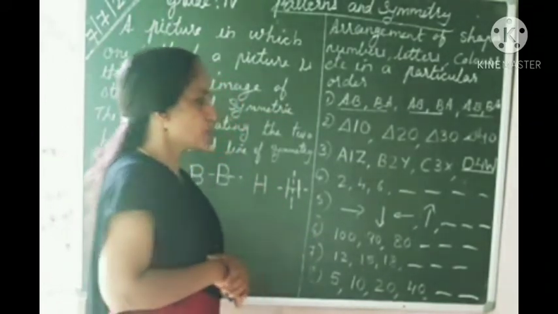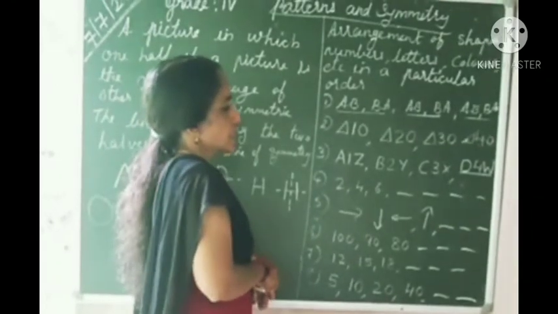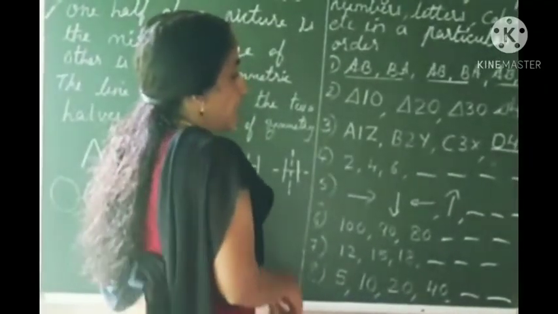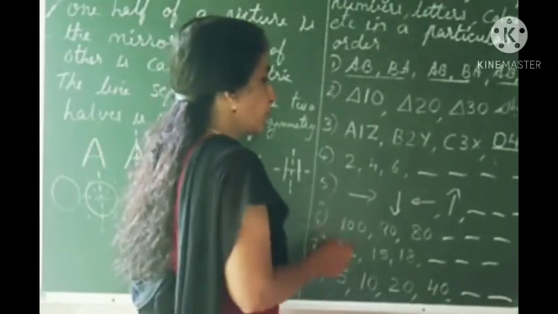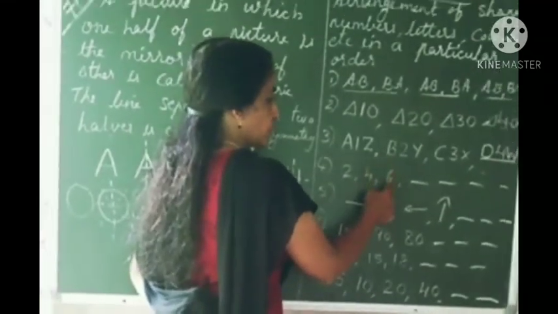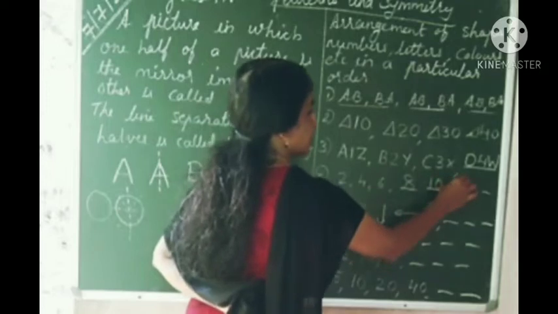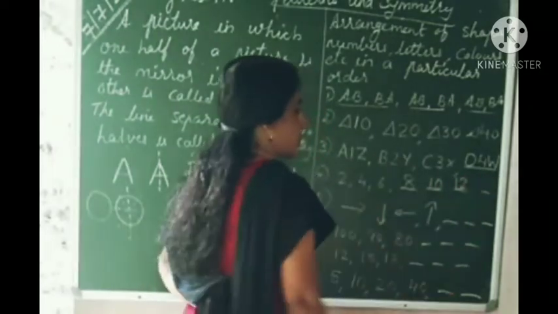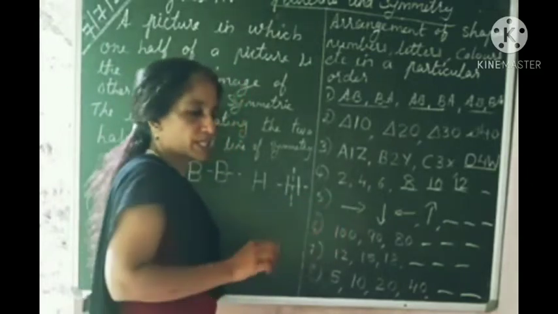Next, 2, 4, 6. You can complete that pattern. Which order? Yes, this is the addition table of 2 or the multiplication table of 2. 2 plus 2 is 4. 4 plus 2 is 6. 2 ones are 2. 2 twos are 4. 2 threes are 6. 2 fours are 8. 2 fives are 10. 2 sixes are 12, etc. 2 plus 2, 4. 4 plus 2, 6. 6 plus 2, 8, etc.